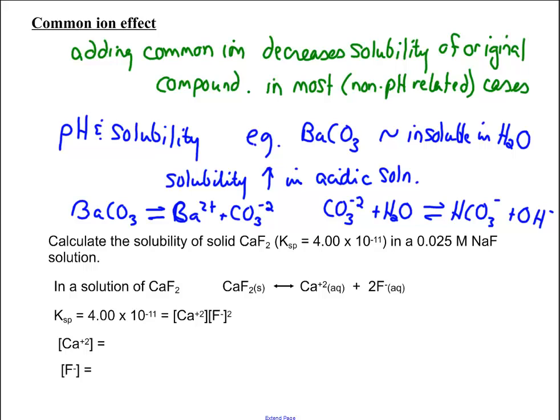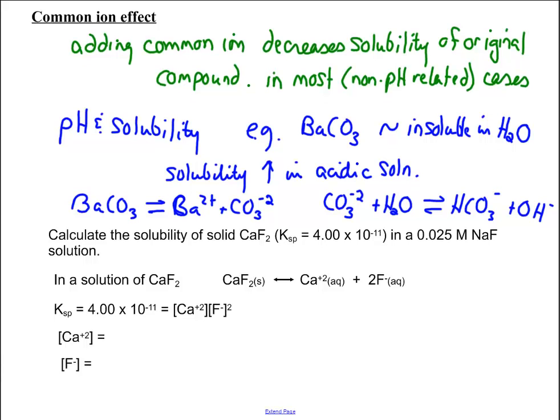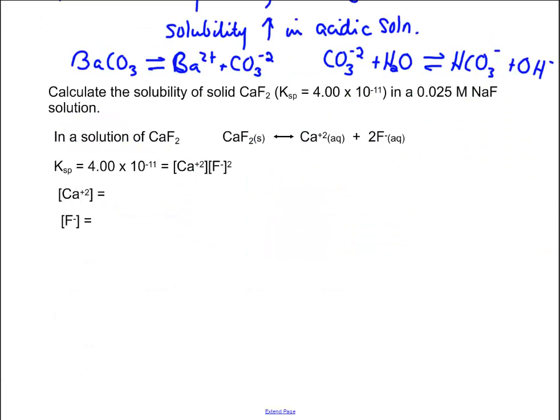Let's take a look at this problem where we have calcium fluoride and we're adding some sodium fluoride to it. We're looking for the solubility of calcium fluoride, and they're giving us a Ksp, in a 0.025 molar solution of sodium fluoride. So how do I start? Initially, my concentration of calcium is going to be 0, because calcium fluoride doesn't dissolve. It's got a really small Ksp. Sodium fluoride, on the other hand, is pretty soluble. It's got a group 1 metal ion, so my fluoride concentration is going to be 0.025 molar. So when I set out my equilibrium, this is 0, this is 0.025.